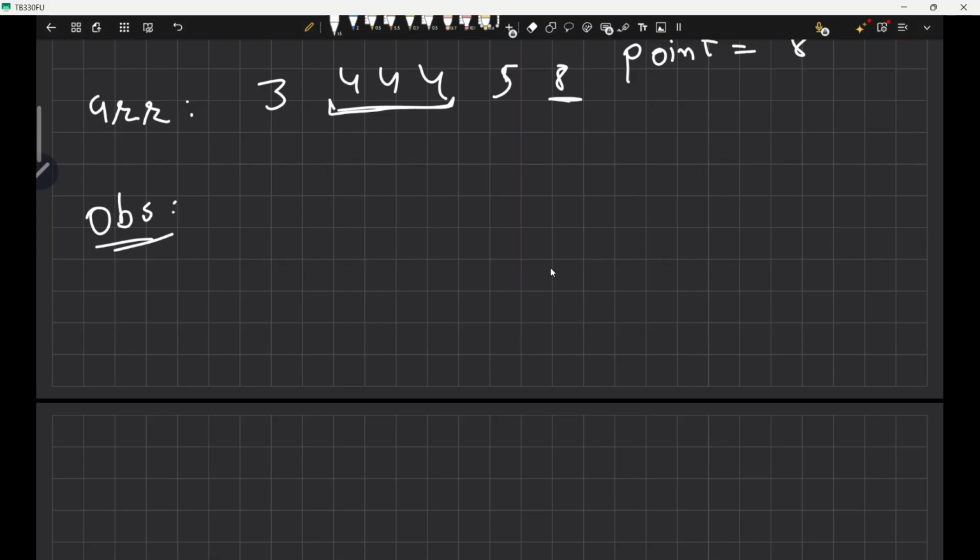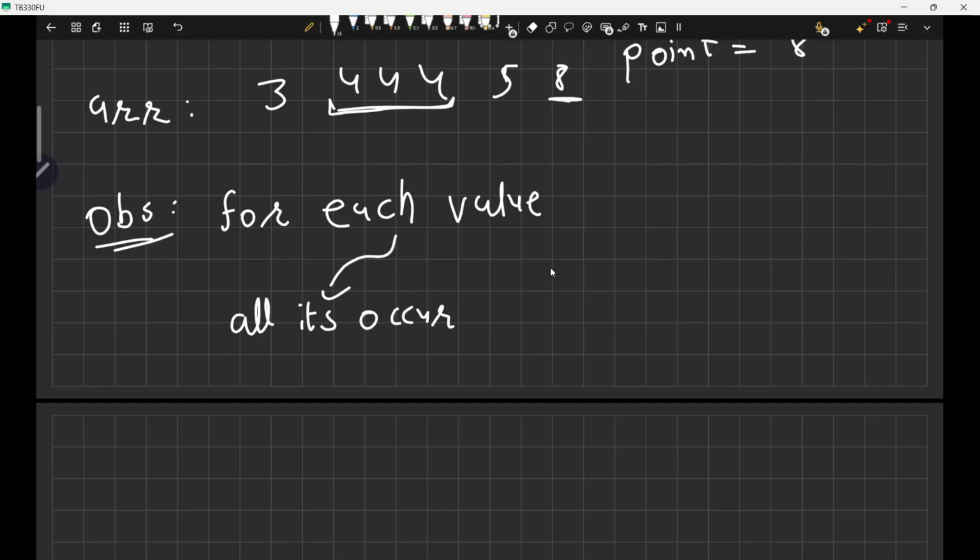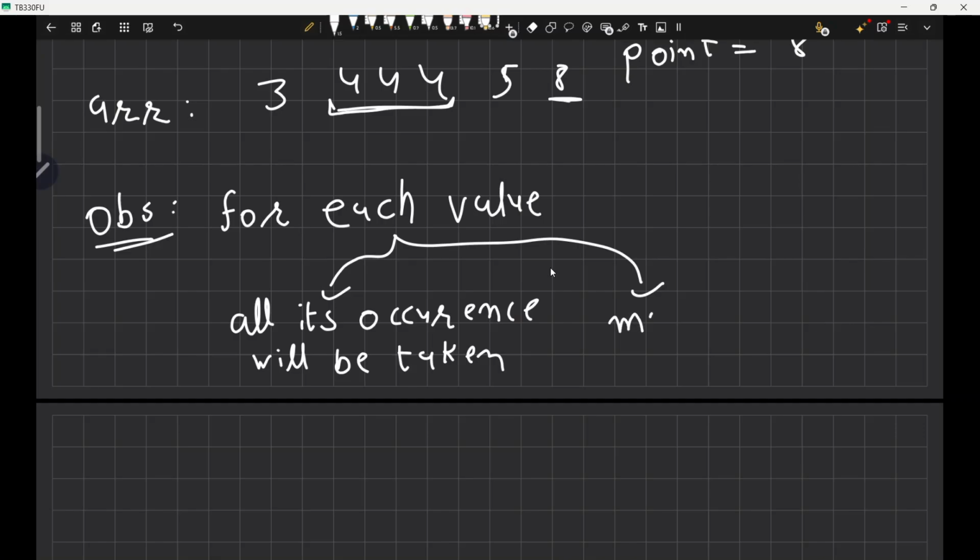The observation is that for each value, either all its occurrences will be taken, or none will be taken. That's it.